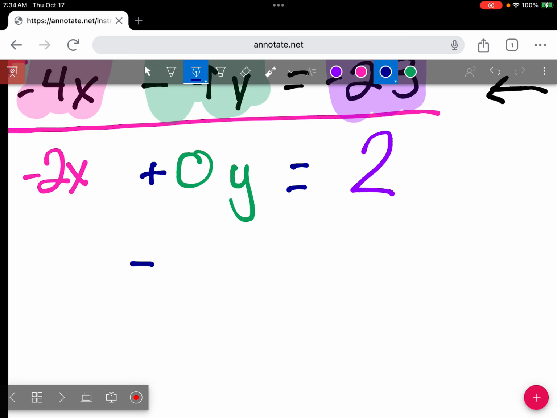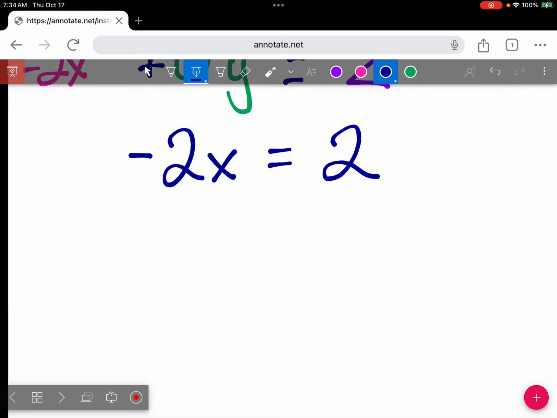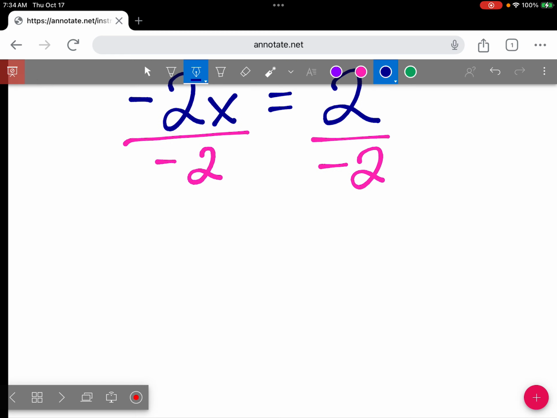All right, so we've got our minus 2x equals 2, because I don't need to have the 0y there. And then we're going to divide both sides by negative 2. We're going to get that our x equals negative 1.